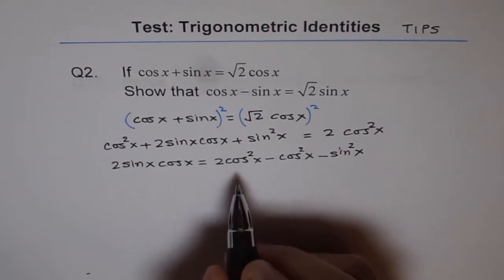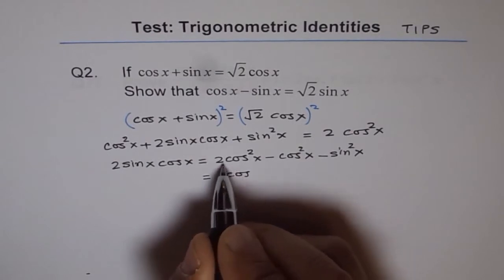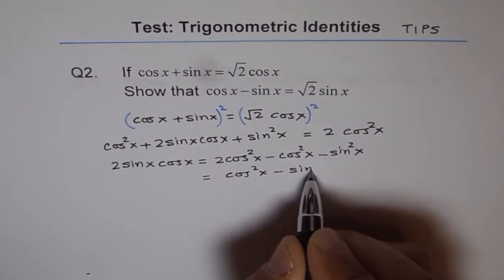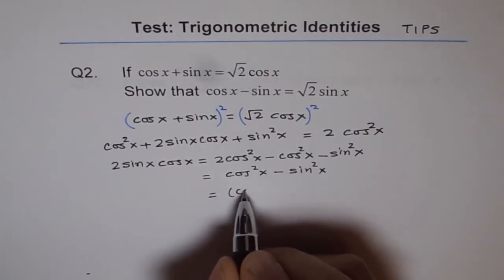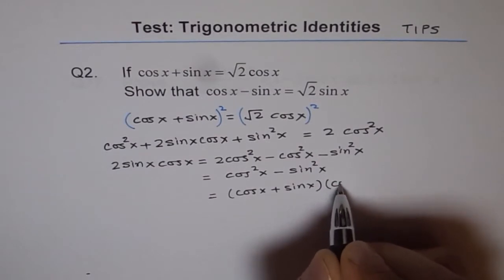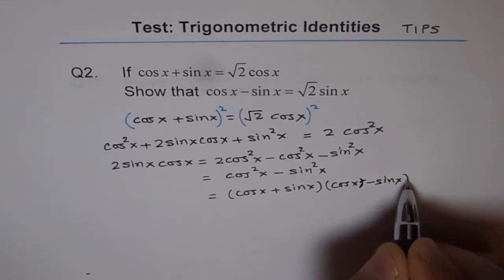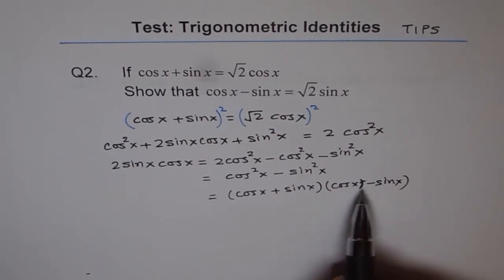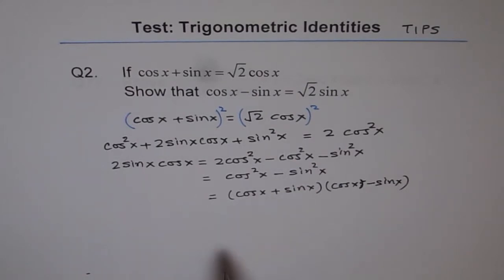Correct. Now this is like cos square x minus sin square x. So this could be written as 2 cos square x minus cos square x is cos square x minus sin square x. Now this is a difference of squares, right? So I can write this as cos x plus sin x times cos x minus sin x. So I'm interested in what is cos x minus sin x. Now from here I can write cos x minus sin x is 2 sin x cos x divided by cos x plus sin x, correct?